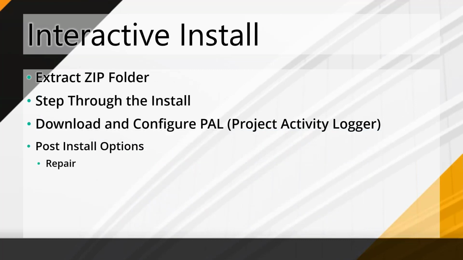So first off, the interactive install. The way it works is you would go to our website, if you don't have the files already, log into your portal, and download the files that you need, whether it's the single user or the multi-user install. Extract that zip folder. In some cases, depending on your internet settings, or where else you may have downloaded the file from, you may need to right-click it, go to the properties, and unblock it. That happens periodically.